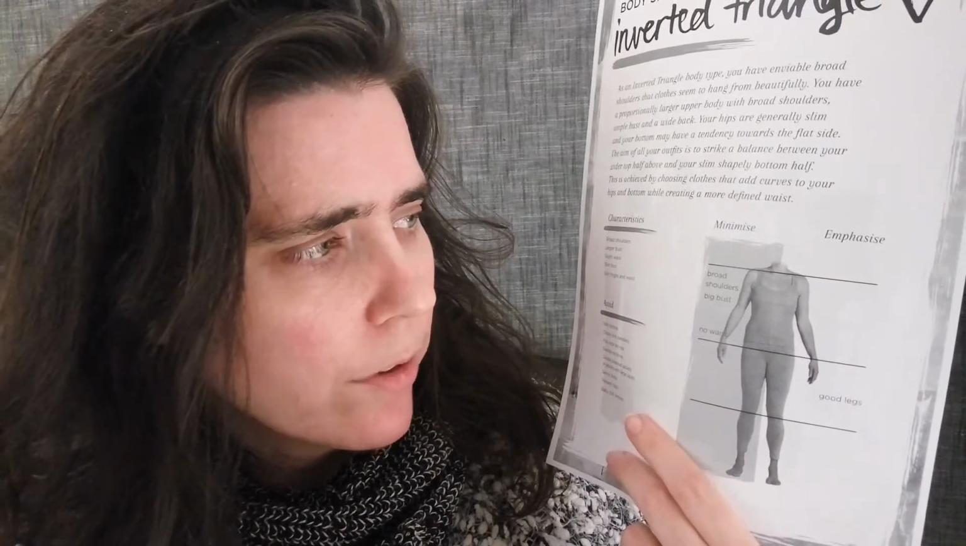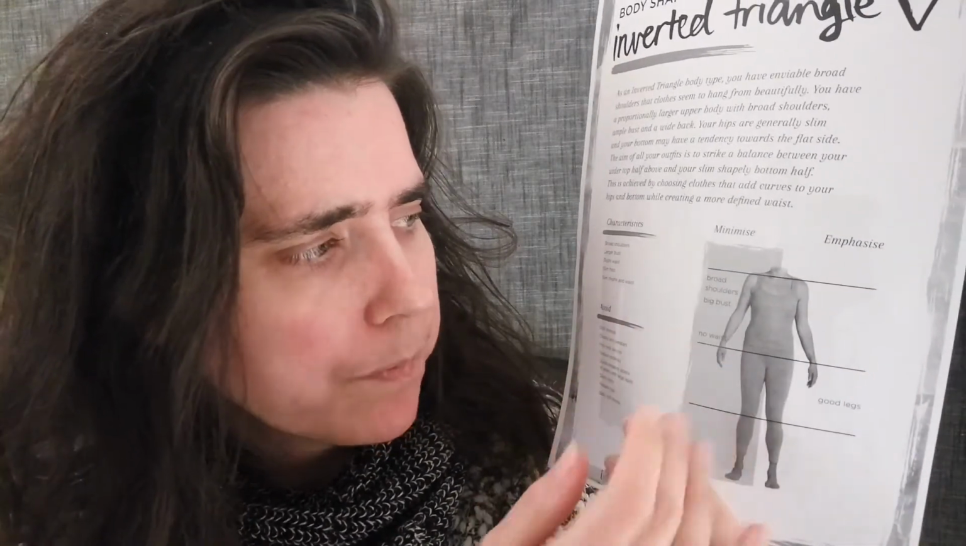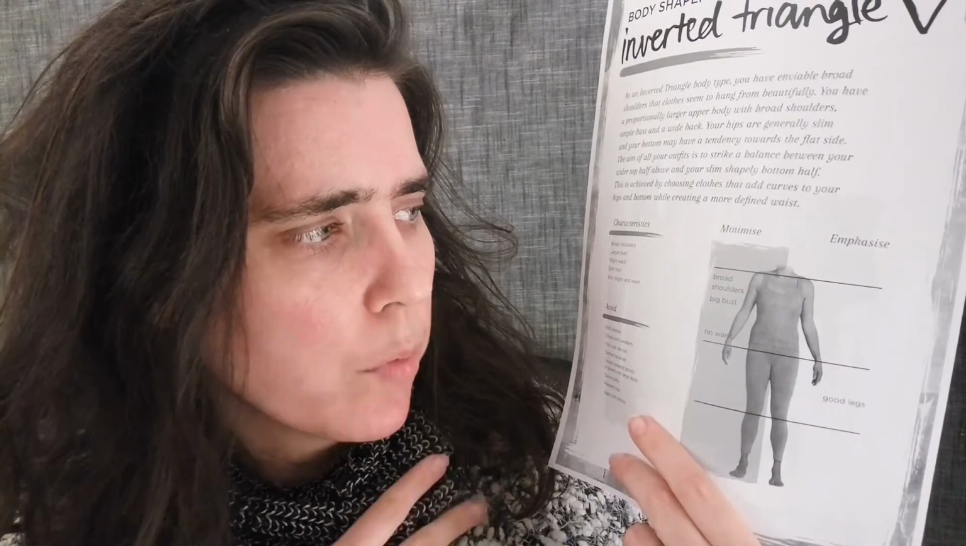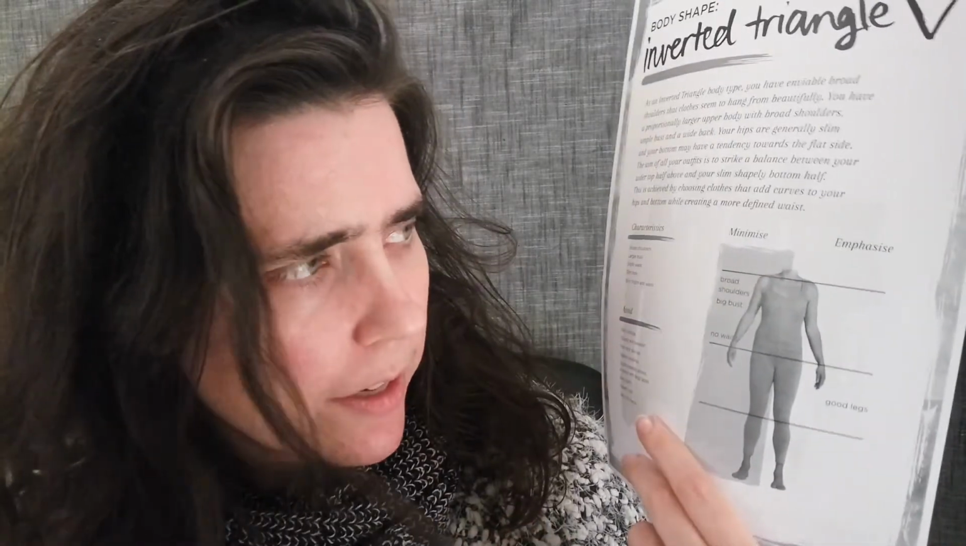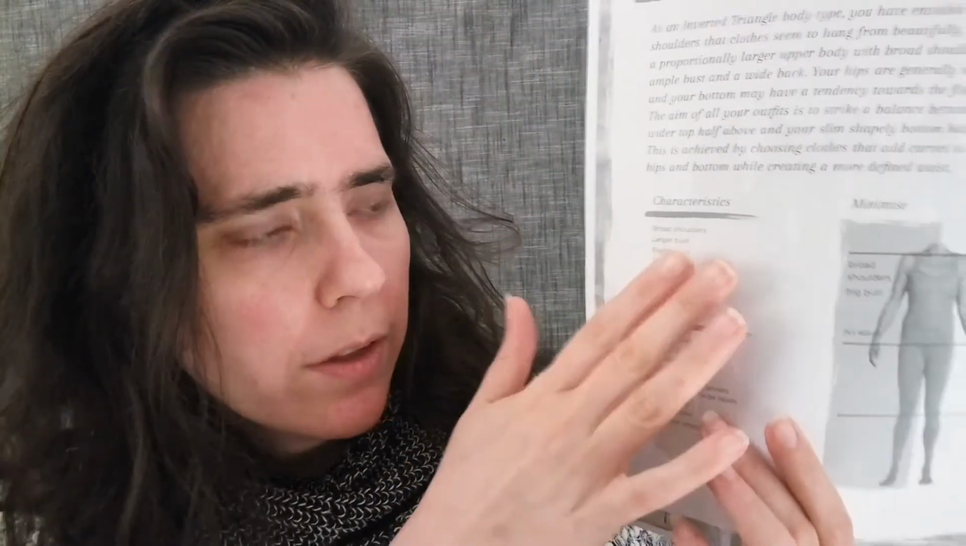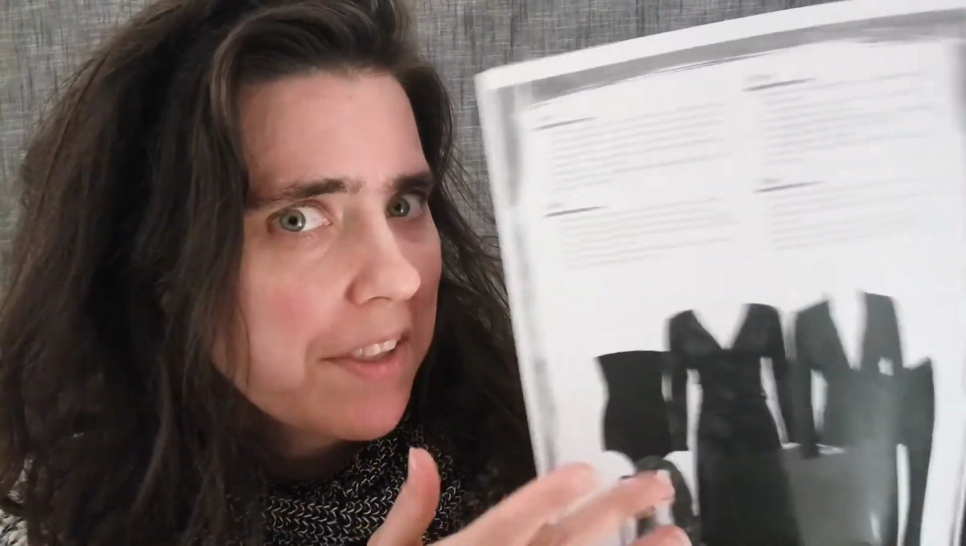So for a triangle, for example, you have broad shoulders and big bust, but not much waist, and so you kind of want to minimize that top area and really emphasize the leg area. So that's just one example. And then this also tells you what your characteristics are, what to avoid, and then we have some dress suggestions on the back.